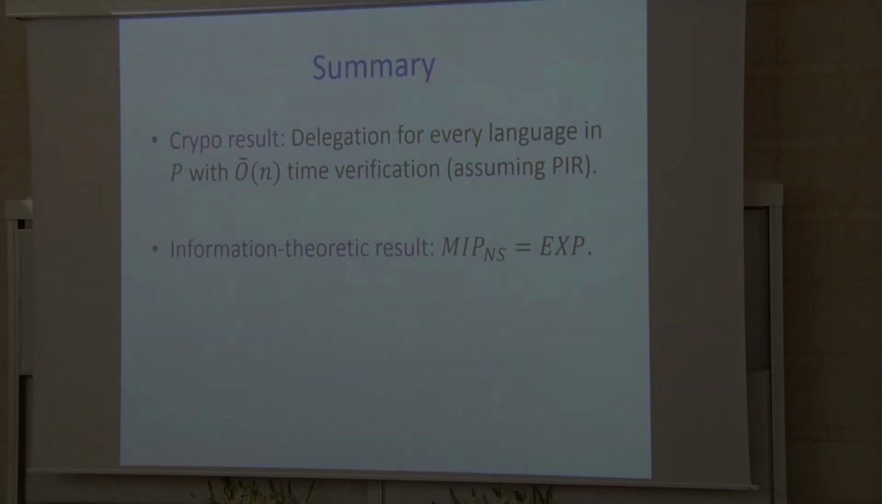So let me just summarize. What I showed today is a cryptographic delegation scheme for any language in P, where the verifier runs in quasi-linear time. And actually, in a new result, we managed to get this time down to exactly linear, but pay in a few other parameters. The prover is polynomial time, and this is assuming private information retrieval. And we have an information theoretic result, which says that this class MIP^NS is equal to EXP. So that's it. Thank you.